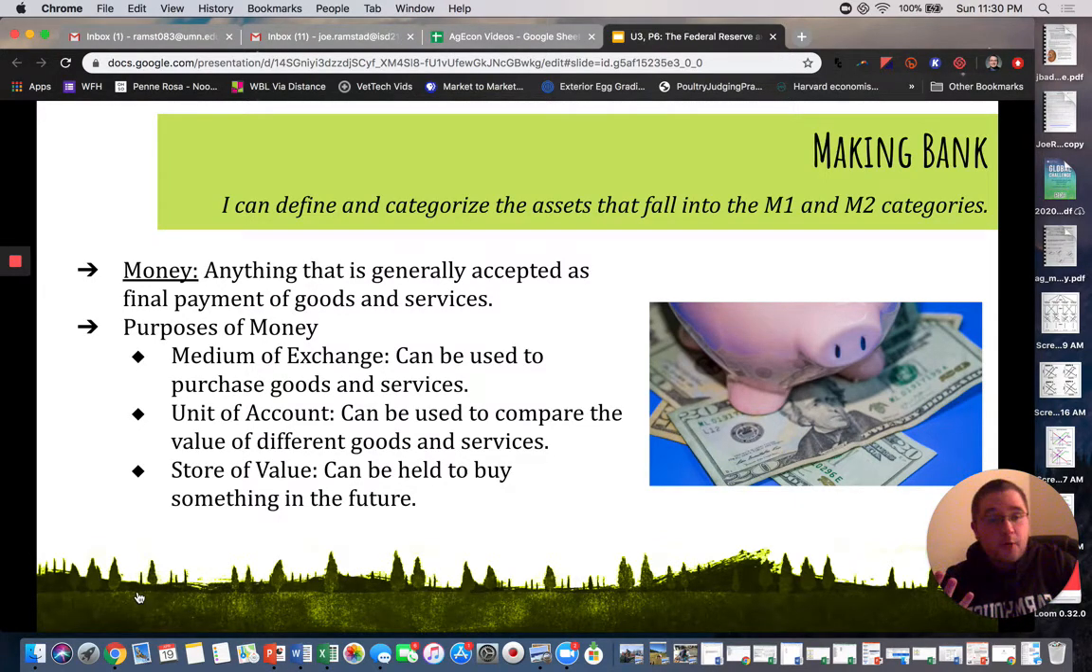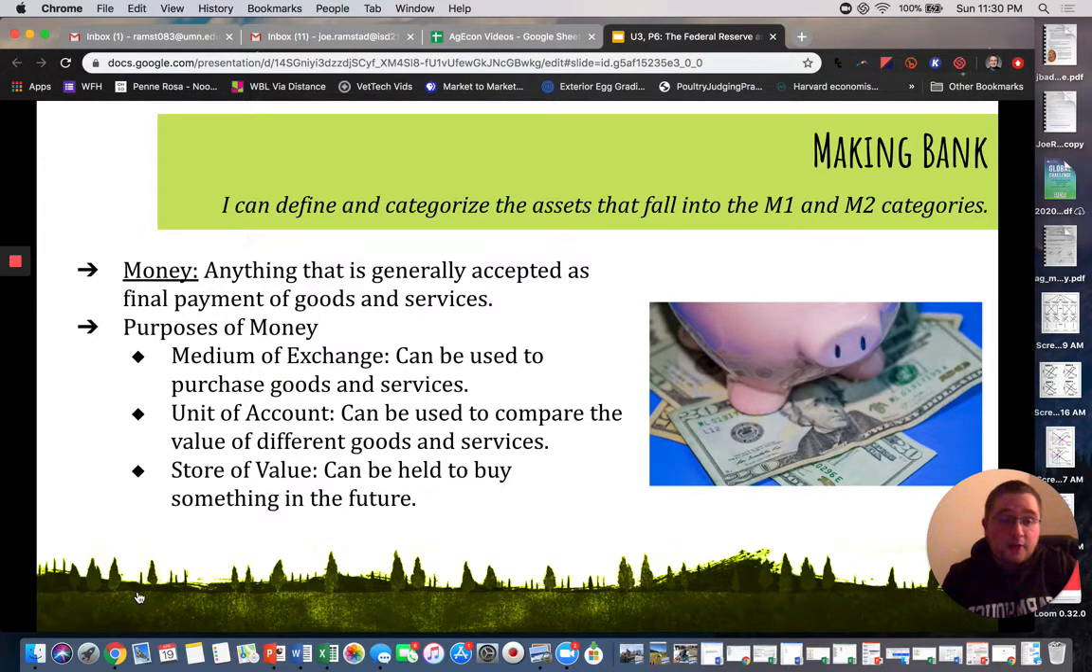All right, so you're probably wondering maybe what is money, right? It seems kind of simple, but if I pull out a $20 bill, that's money, right? But what really is money? Money is anything that is generally accepted as a final payment of goods or services, okay? So the purposes of money, there's three of them listed on the screen. The first is a medium of exchange. It can be used to purchase goods and services.